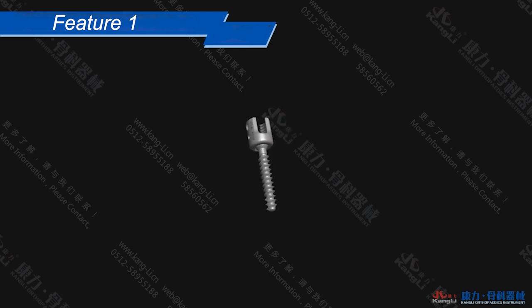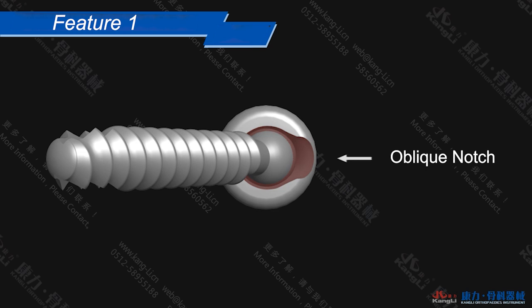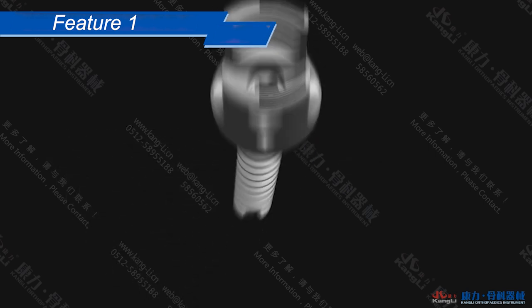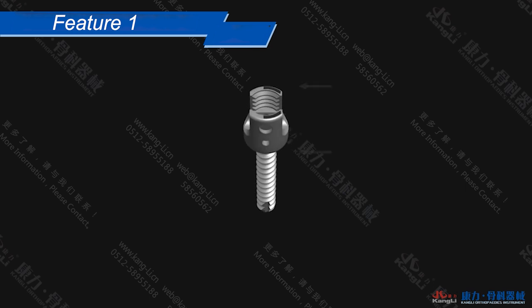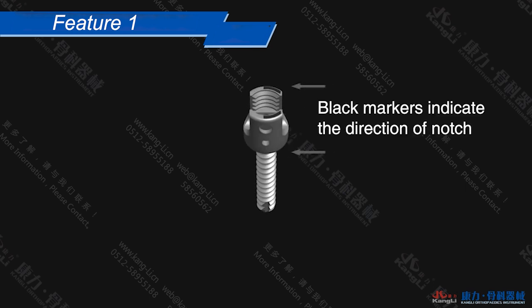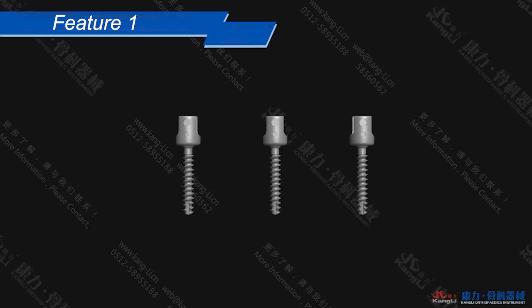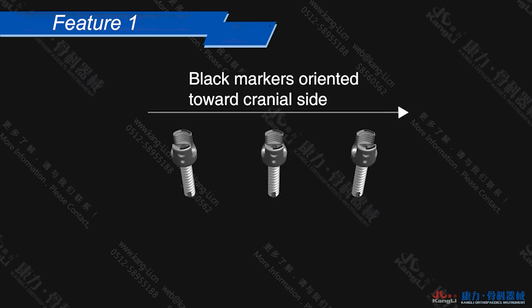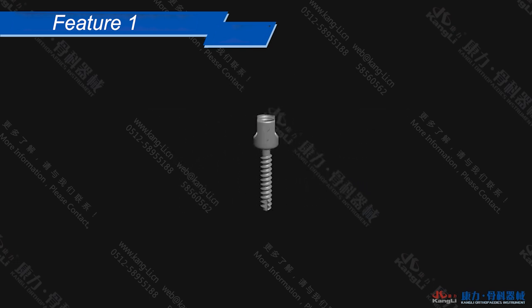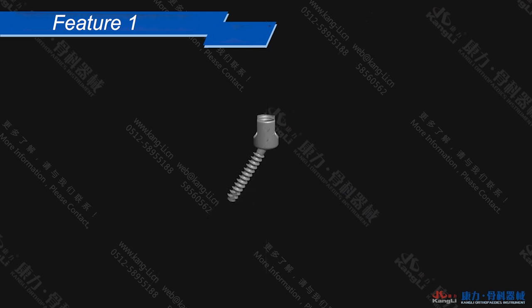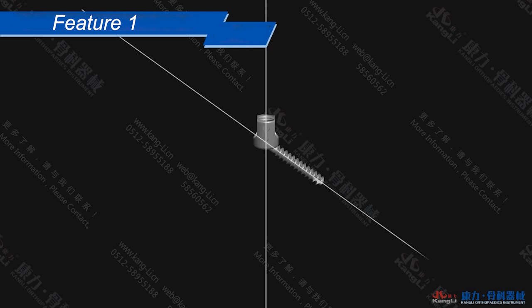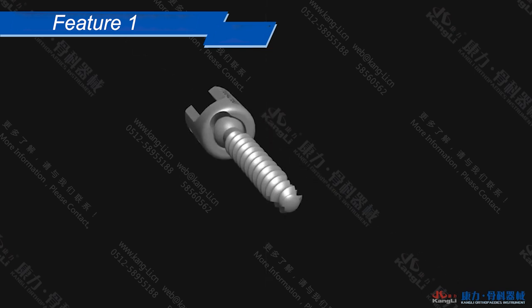Feature 1. The KCO polyaxial pedicle screw features a unique unidirectional oblique notch design, with black alignment markers on both sides at the top of the screw tulip. Before installation, ensure that these markers are oriented toward the cranial side. The screw allows for a pivot range of up to 45 degrees in any direction, except along the direction indicated by the black markers, where the range extends up to 55 degrees.